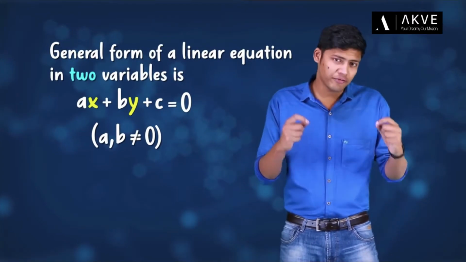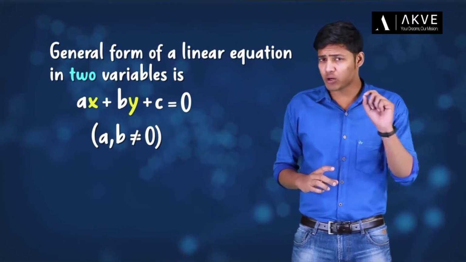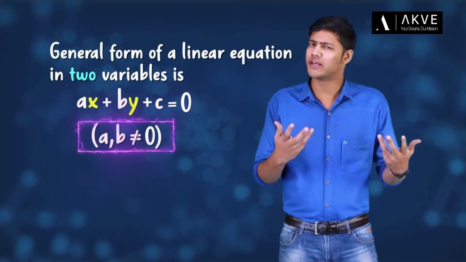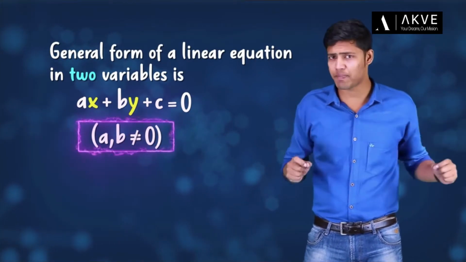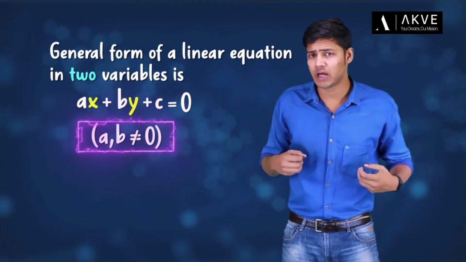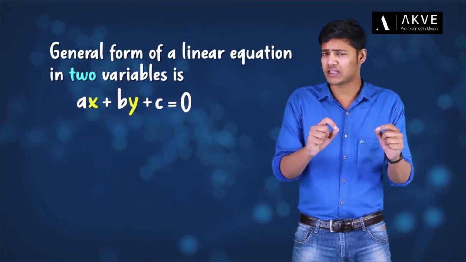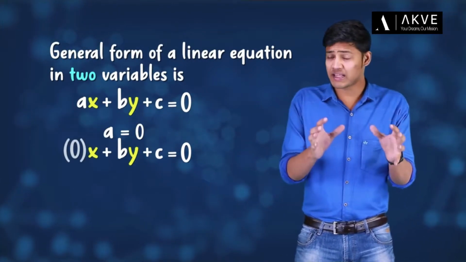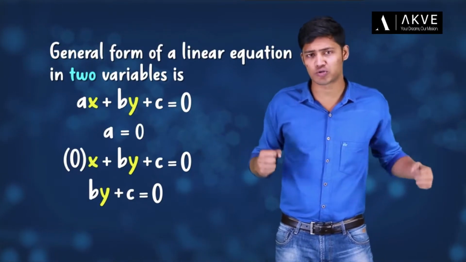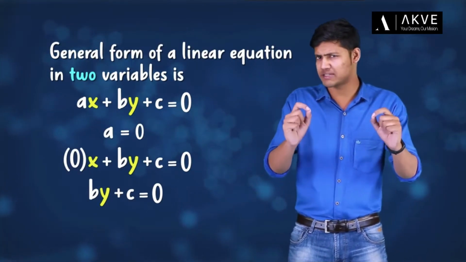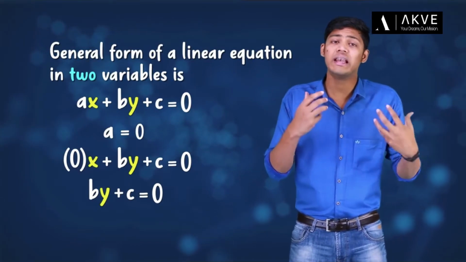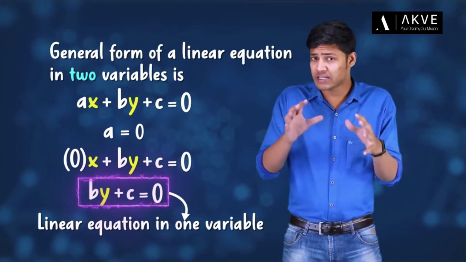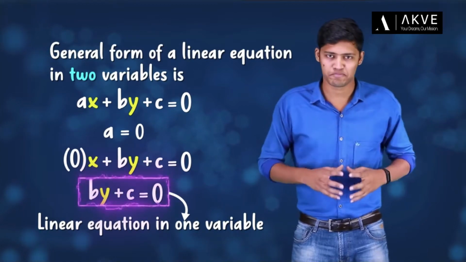Now, in the general form of linear equation in two variables, we concluded that the coefficients of x and y should never be equal to 0. Why is it so? Let's see what happens if any one of a and b is equal to 0. Let's say the coefficient of x is equal to 0. If a is equal to 0, then the equation will be by plus c equals to 0, and this equation by plus c equals to 0 is no longer a linear equation in two variables. It's a linear equation in one variable since the only variable present is y.